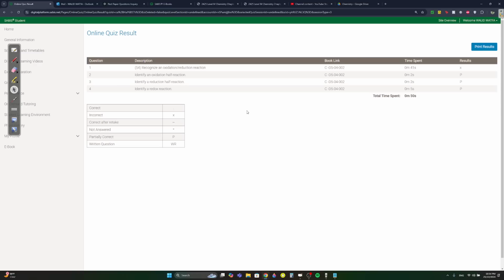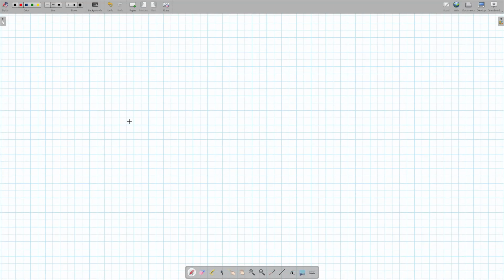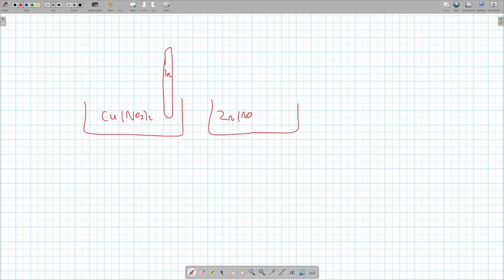But for a redox reaction to occur, like what I have written here in my notes, I had a solution of CuNO3 and I dipped a zinc rod in it. And then I had another one where it was ZnNO3 and I dipped a copper rod in it. Basically, zinc is more reactive than copper. So the one that actually took place was the one where I had the zinc rod. This one didn't take place. So the spontaneous reaction was this one because zinc is more reactive.